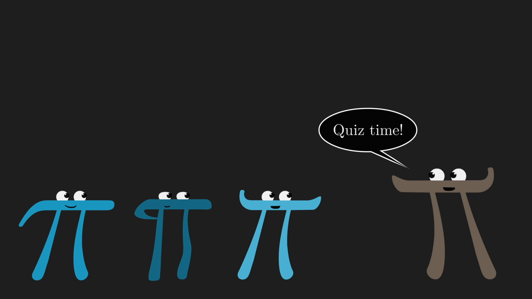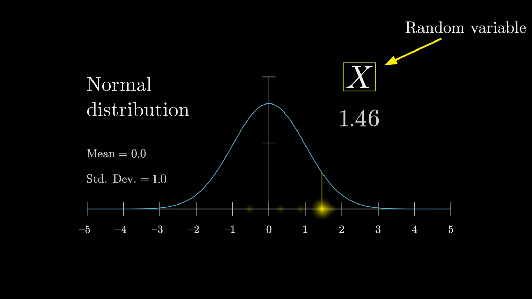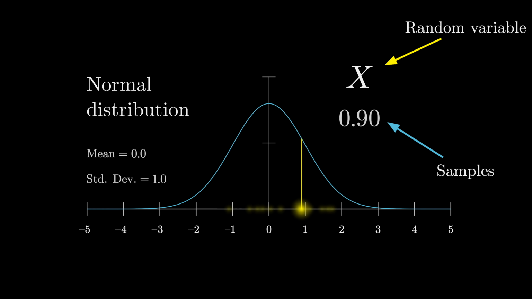Let's kick things off with a quiz. Suppose I take a normal distribution with this familiar bell curve shape, and I have a random variable x that's drawn from that distribution. So what you're looking at right now are repeated samples of that random variable.